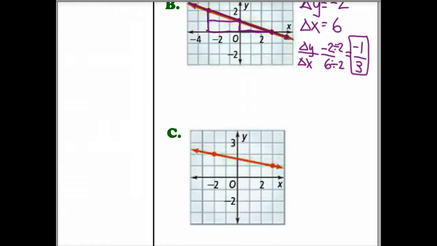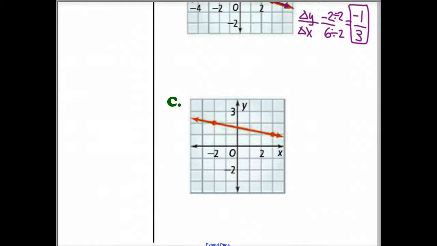We have one more example like this. Feel free to pause this at any time if I'm going too fast, or if you didn't understand any specific problem that we're working on. So the next thing we're going to do is try this problem. We have a point here and a point here. The first thing we want to do is find our change in y.